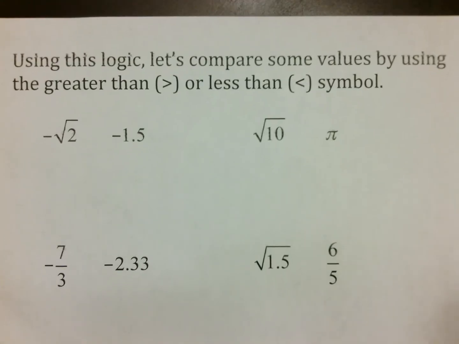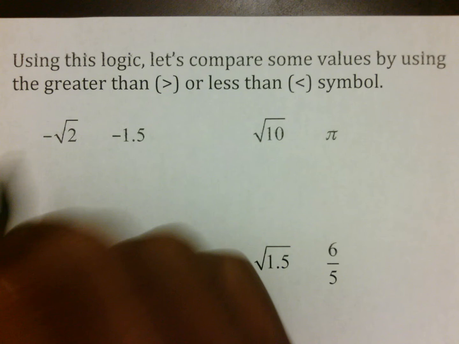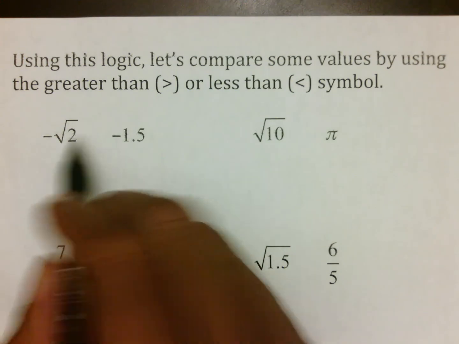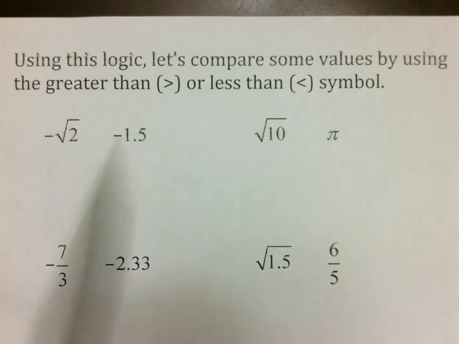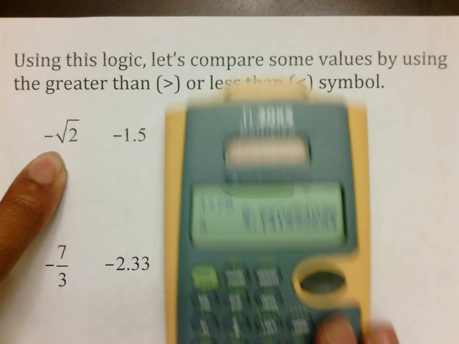Using this logic, let's compare some numbers real fast and then get ready to wrap this up and get to our video using less than or greater than. Here we have negative square root of 2 being compared to negative 1.5. So what we have to do first is convert these both into decimal if they're not already.